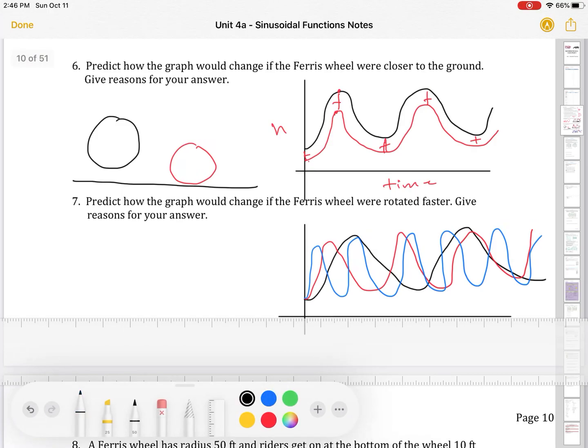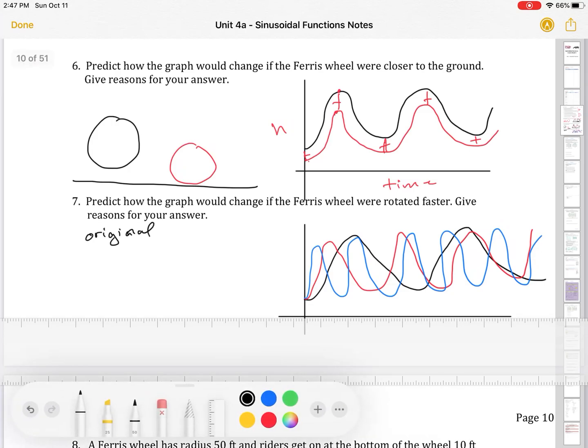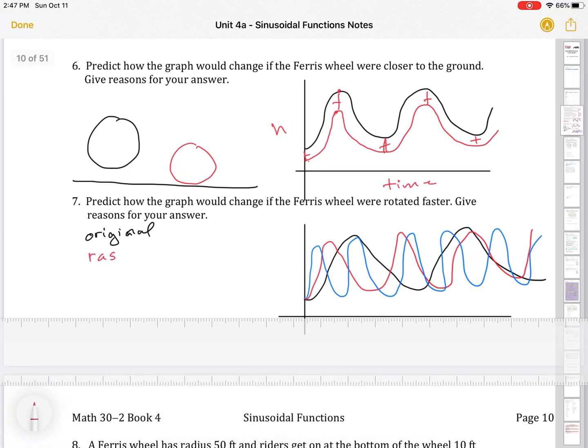So the black is original. The red is faster. And the blue is even faster, right? Because we're just going to get there more, so we'll have more cycles. Now, of course, my sketches look pretty crappy, and it's kind of nice that we have technology that's going to help us make it look much more beautiful than my sketches look, right?